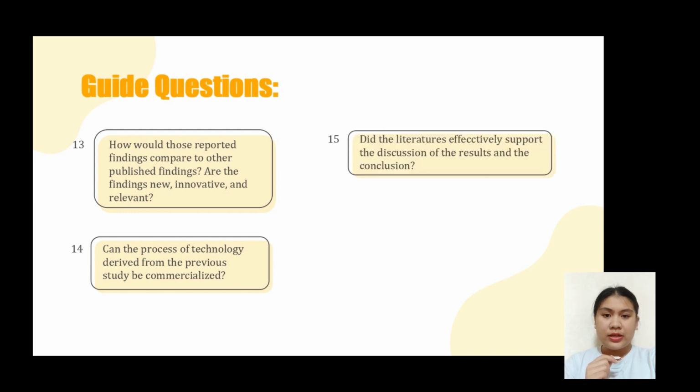15. Did the literatures effectively support the discussion of the result and the conclusion? Of course, dapat sad i-check nato kung supported ba ang discussion of result and conclusion by its literatures. Mas ma-enhance ang reliability sa gi-review nga paper kung after sa discussion of findings kay naay mas nakasupport nga literatures, which also helps in disseminating further information about the previous studies.